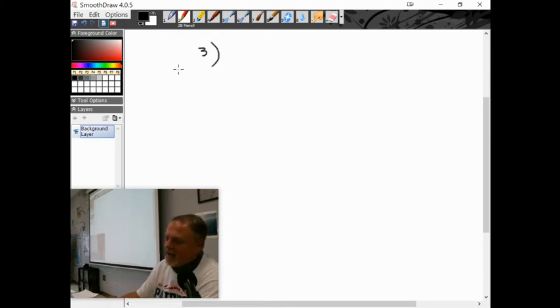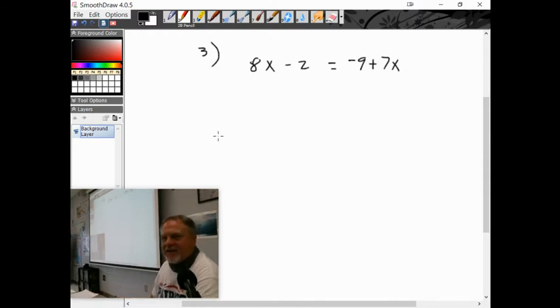Problem 3 has 8x minus 2 on the left side. 8x subtract 2. Let me fix that 8 there. That 8's kind of messed up, but that's all right. And on the right side, we have negative 9 plus 7x. Negative 9 plus 7x. So I'll give you guys a chance to digest that.